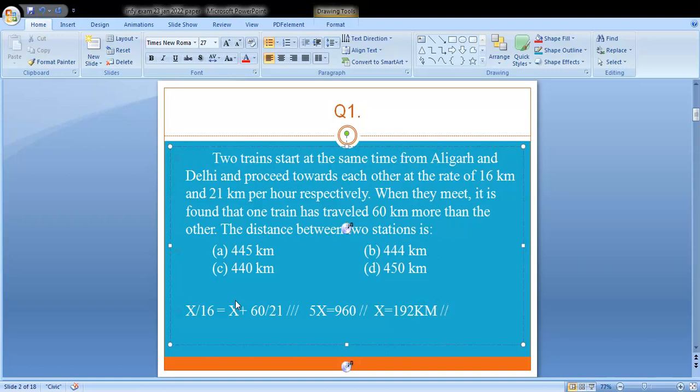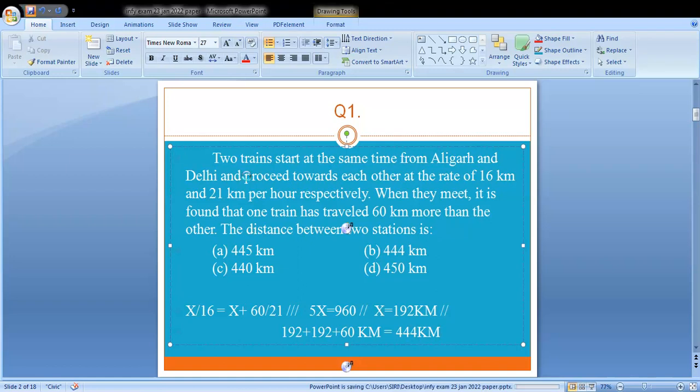Now x is 192 kilometers. The first train has traveled 192 kilometers, plus the second train has traveled 192 plus 60. Hope it is clear. One train is x, that is 192, the second train is 192 plus 60, that is 252. 192 plus 252 is 444 kilometers.